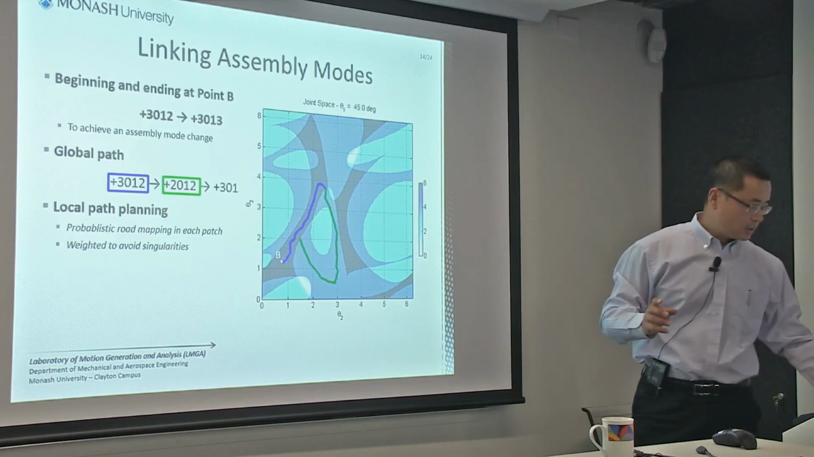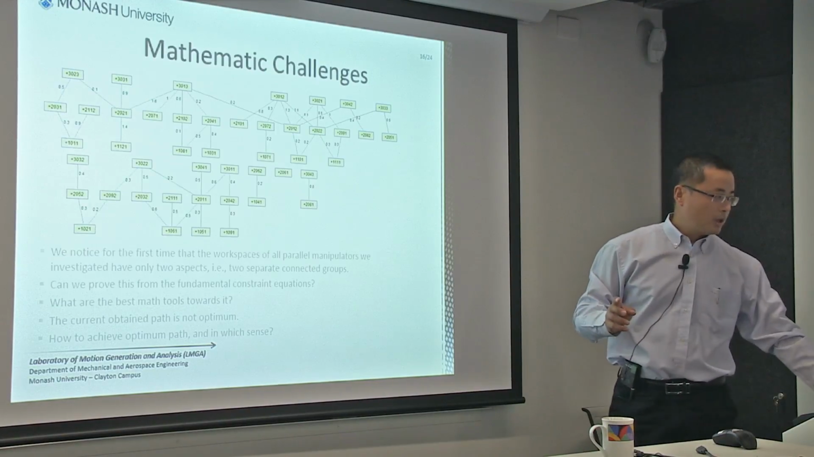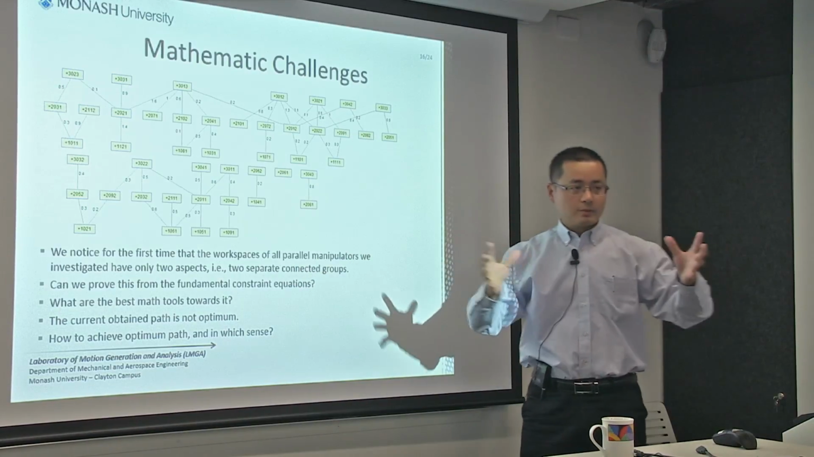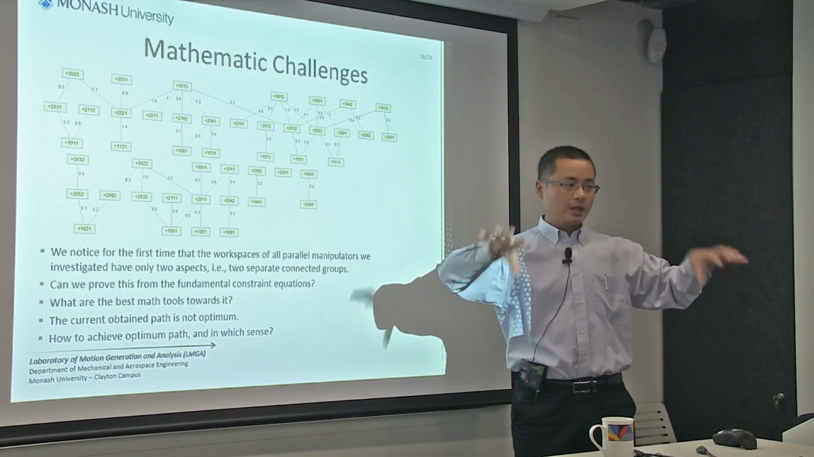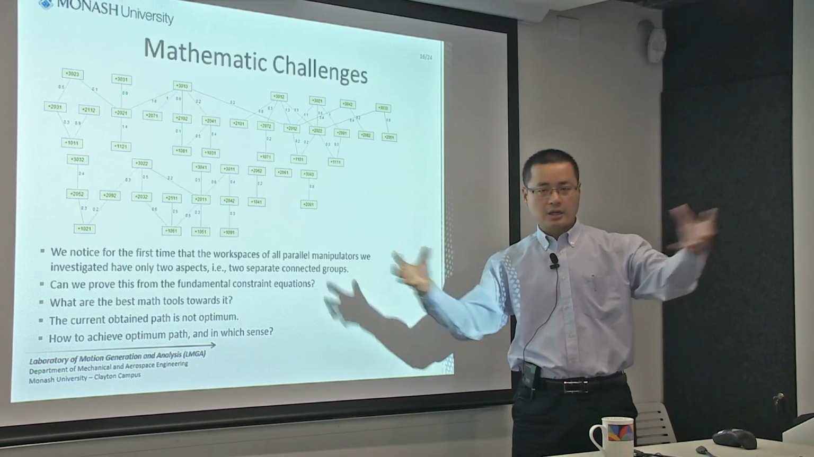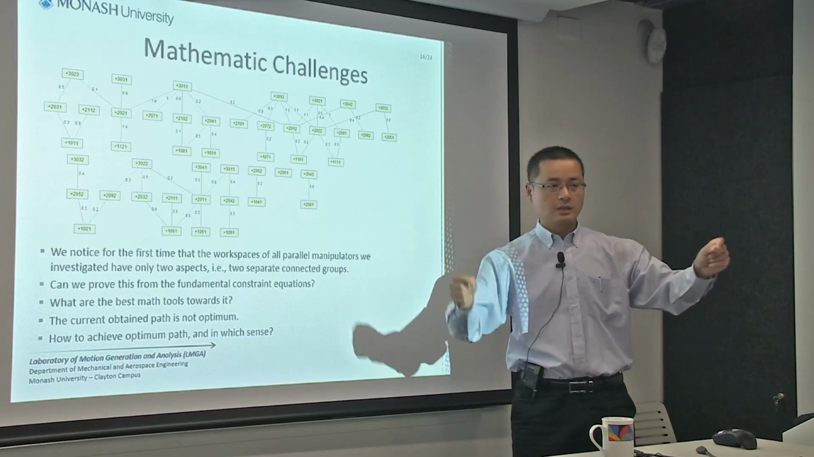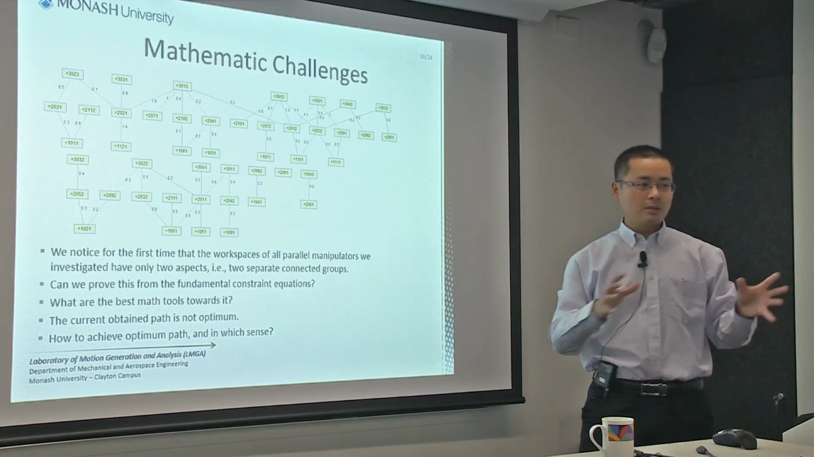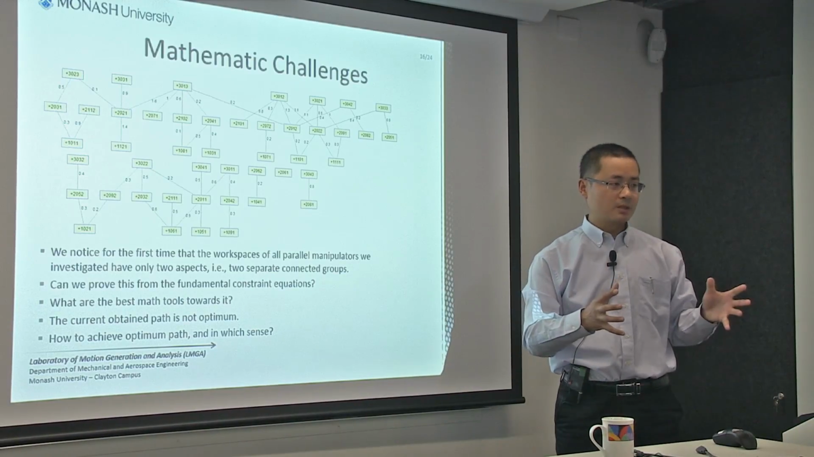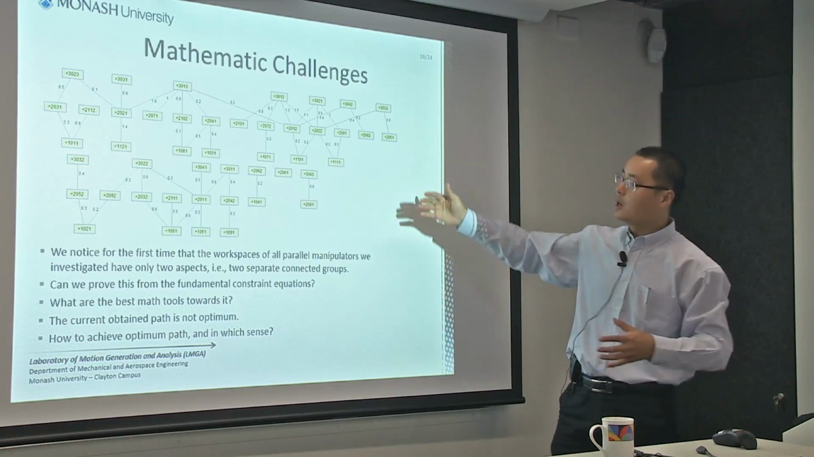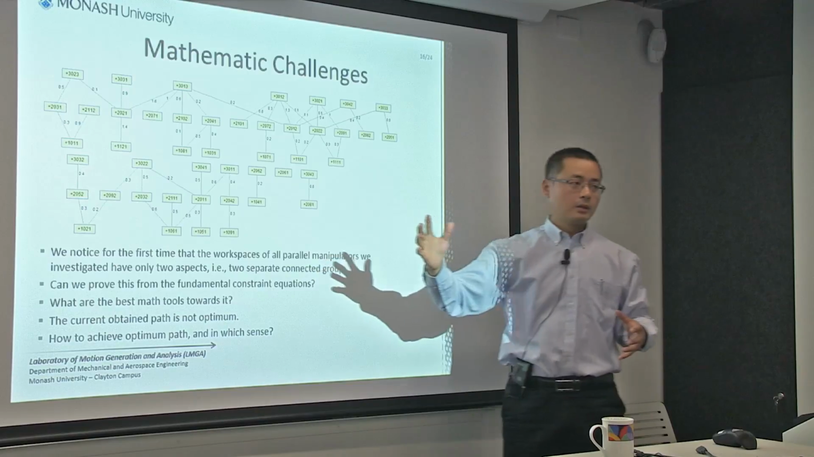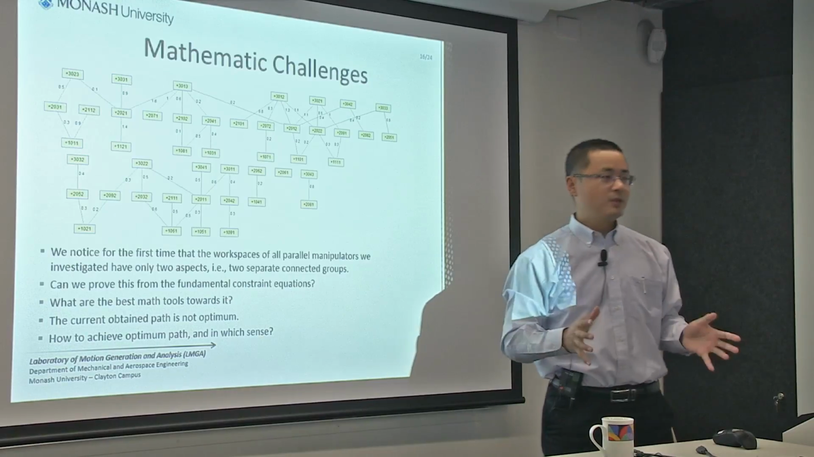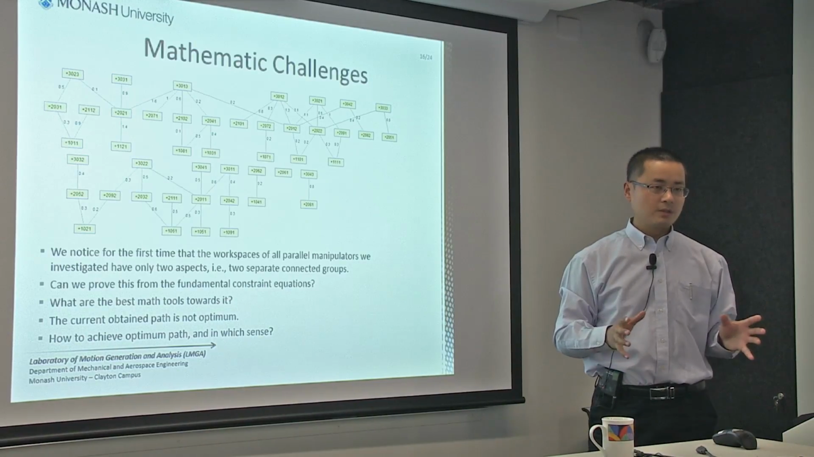But the major point is our discovery that the entire workspace has only two separate groups, and in each group, all the positions are connected to each other. You can reach from any point to another. This is quite significant because parallel manipulators have been considered to have very limited workspace because of parallel singularity. But actually, what we show is that you can reach almost everywhere, and you have two separate groups. But this is only an observation so far.